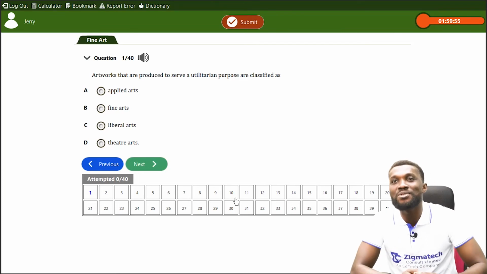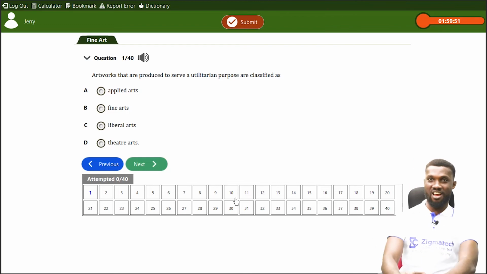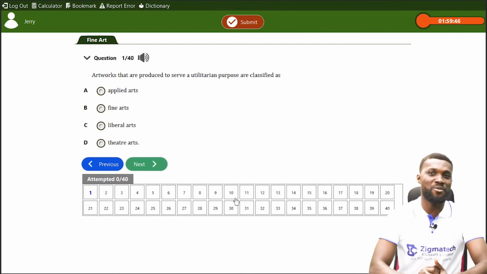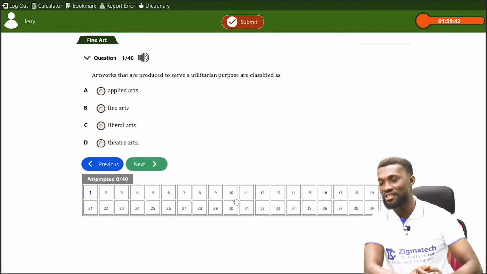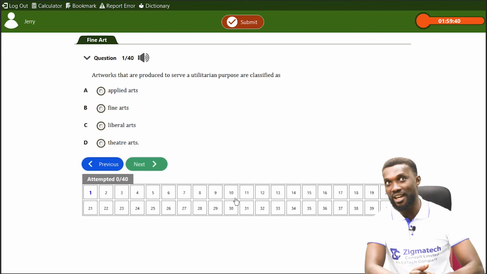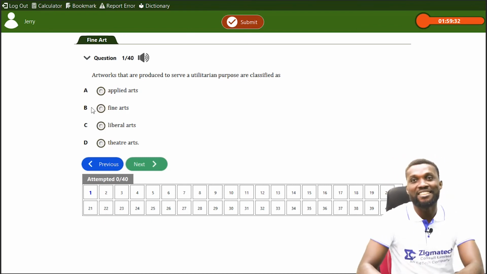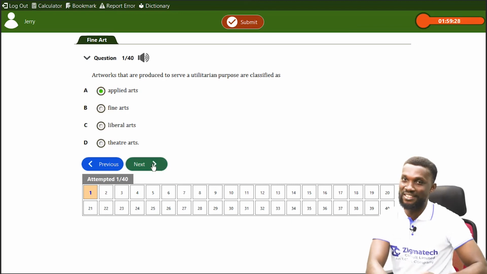Artworks that are produced to serve a utilitarian purpose are classified as dash. A, we have applied art. B, we have fine art. C, we have literary art. And D, we have theater art. Utilitarian purpose. Okay. I guess that's applied art. And let's look at the second question.